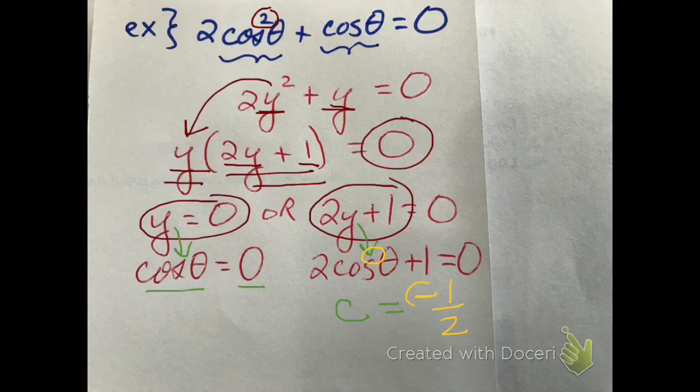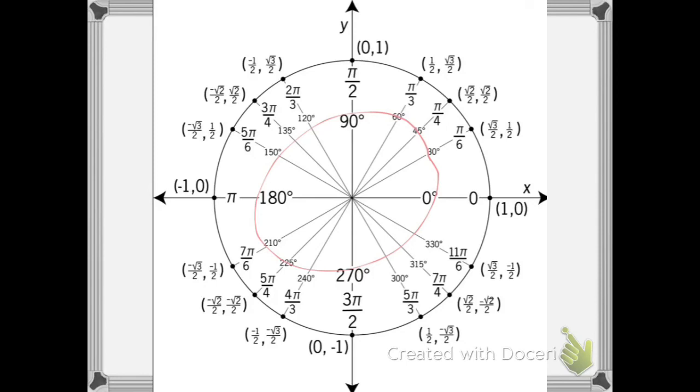So since cosine is negative in 2 quadrants, I'm going to have 2 solutions. Cosine is the x value. I'm going to go hunting for negative 1/2 in quadrants 2 and 3, because cosine's negative in quadrants 2 and 3. So let's go hunting for negative 1/2 in the x position. Negative 1/2, negative 1/2. So this is a 30, 60, 90 triangle. So in this case, the reference angle is 60. And then this is the same triangle. This reference angle is 60.